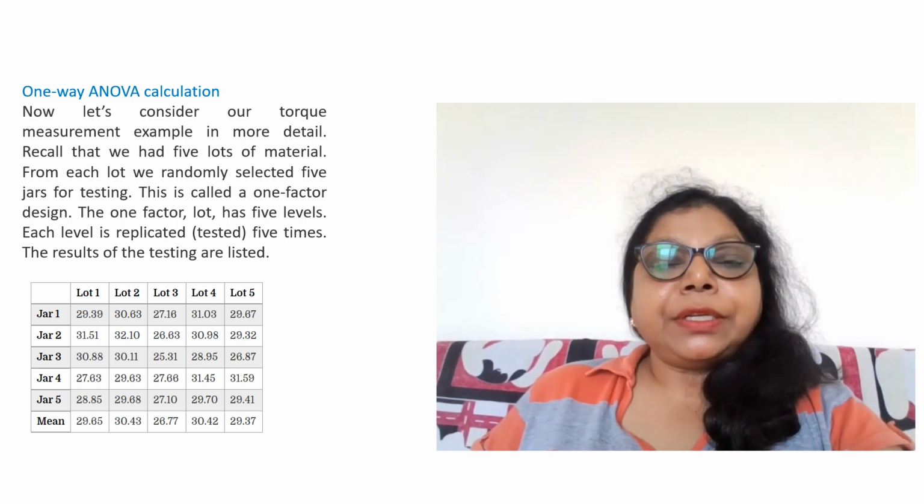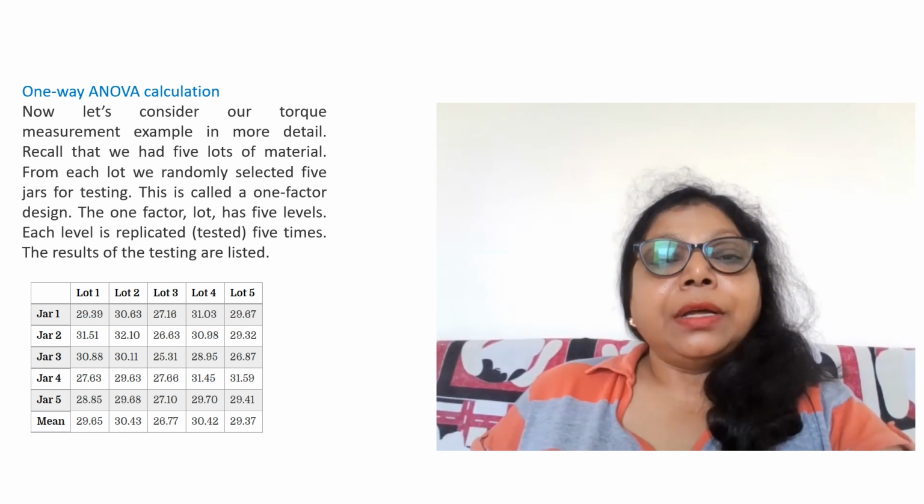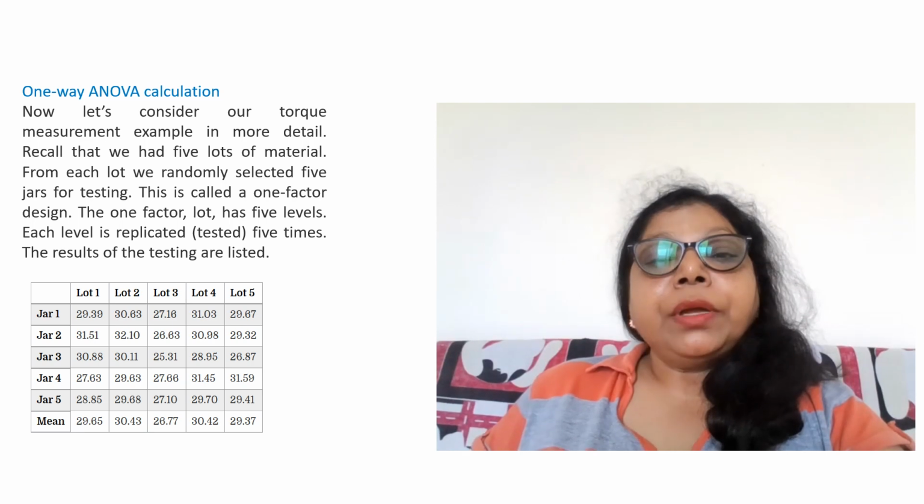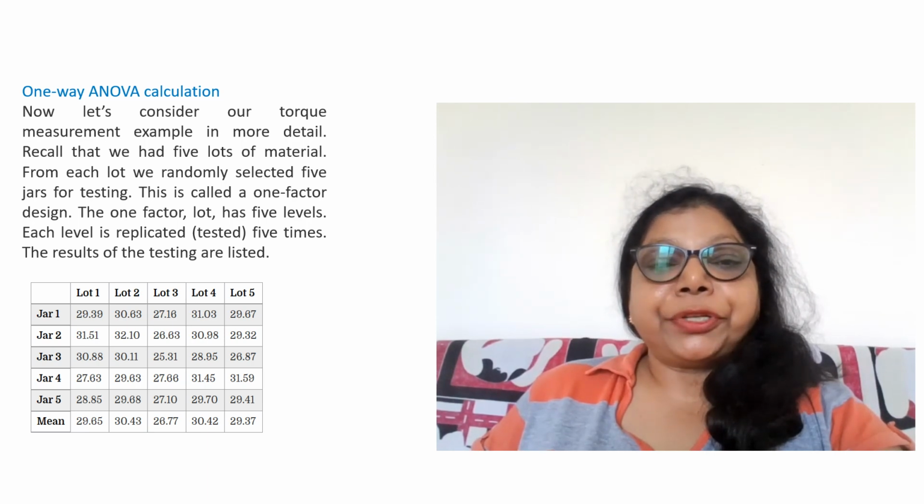As we have seen in our report, we may write that the torque from 5 jars of product was measured from each of the 5 most recent production lots. The ANOVA analysis found that the observations support a difference, showing that lot 3 had a lower mean, 26.77 torque, as compared to the other 4 lots. So we will hold lot 3 for further evaluation.